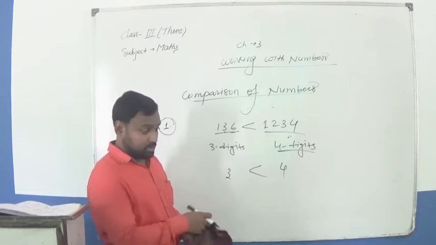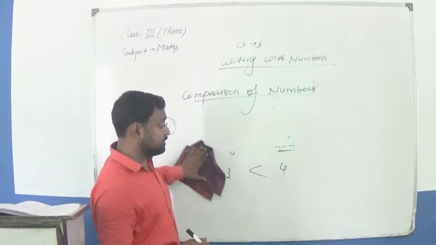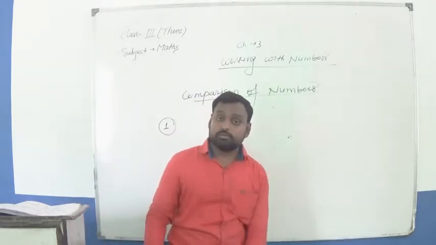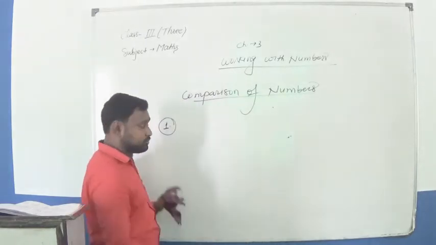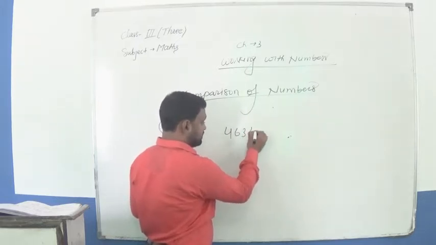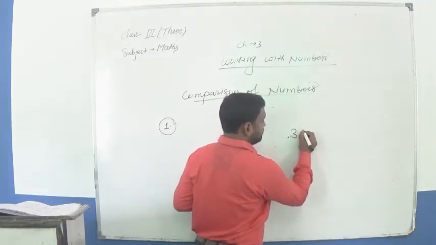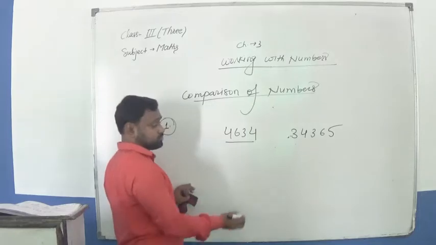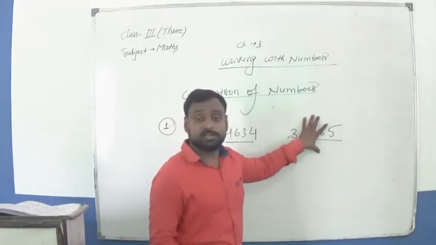For finding out which number is smaller and which number is greater between two numbers, the first thing you have to do is count the digits. Like 4634, one number, and 34365, the second number. You have to compare which number is smaller and which is greater.